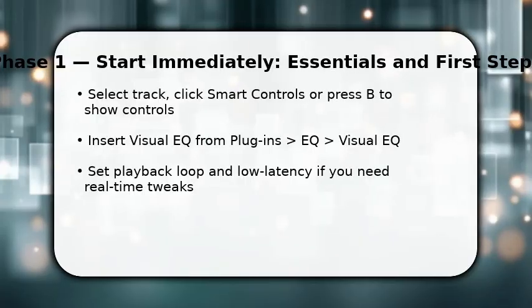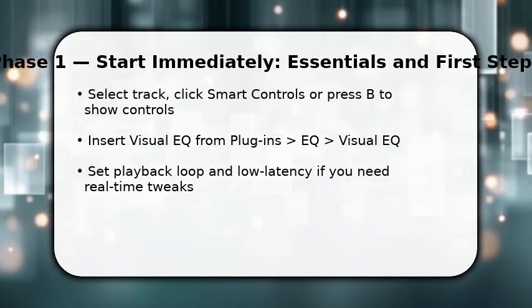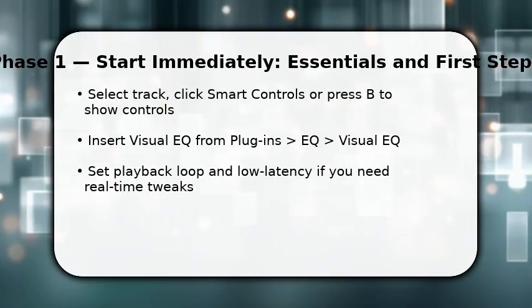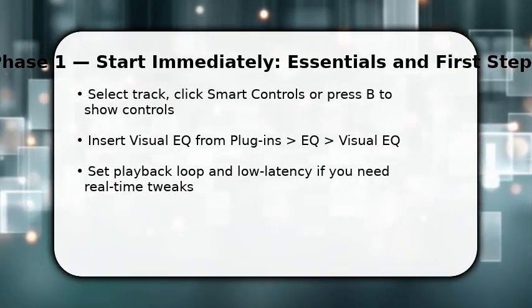Enjoy the video. You begin by choosing the track you want to shape. Open Smart Controls or press B to reveal them. Once visible, add Visual EQ from Plugins, EQ, Visual EQ.